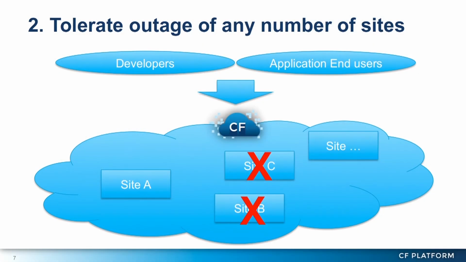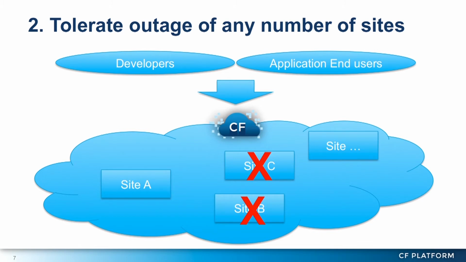Now, the second point is we want to be able to tolerate the outage of any site. It could be just one site that goes down. It could be multiple sites that go down. We heard the story from Matthew earlier today, where he talked about the outage of Cloud Foundry in one particular region. Going into a multi-region setup, multi-site setup, helps alleviating those problems.